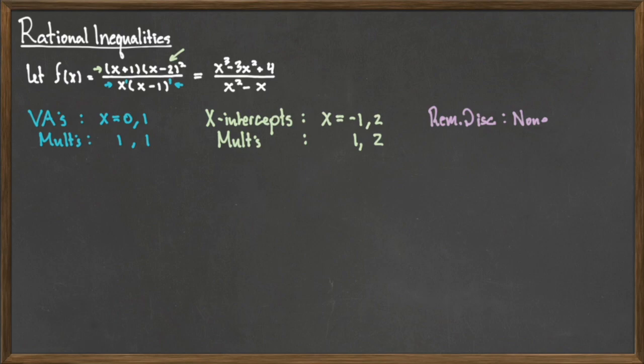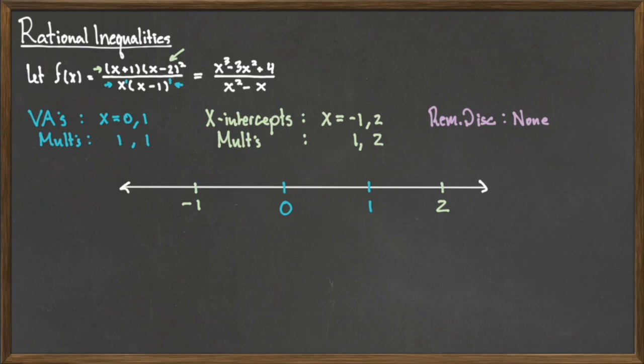And since this rational function is already in reduced form, again, there are no common factors, I don't have any removable discontinuities. So using this information, I can go ahead and populate my sign chart with the values 0, 1, -1, and 2, all of my vertical asymptotes and all of my x-intercepts. And make sure to write these in numerical order.